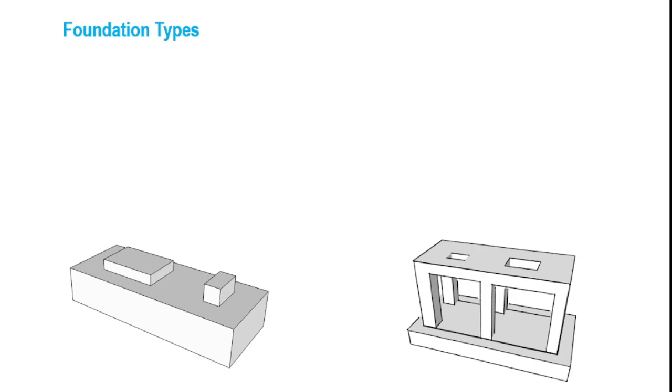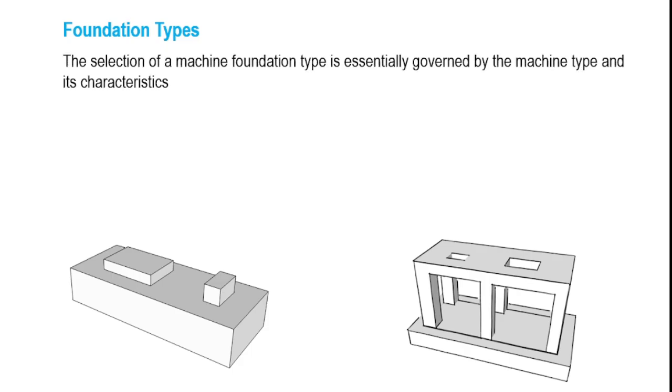So let us now discuss the foundation types that are broadly used in practice to support different types of machines. First I would like to tell you that the selection of a particular machine foundation is essentially governed by the machine type and its characteristics. That is very important. So please note that it is the machine type and its dynamic characteristics that decide the type of foundation. It has broadly nothing to do with the soil type or any other parameter.